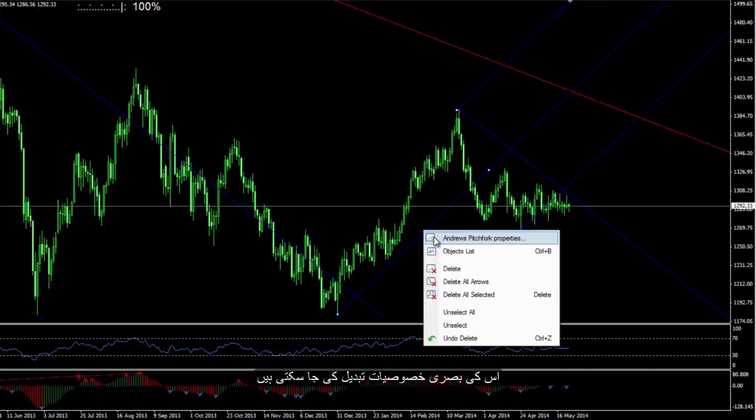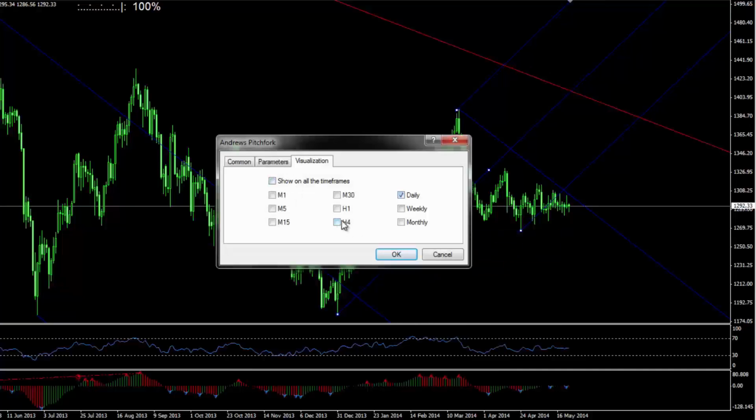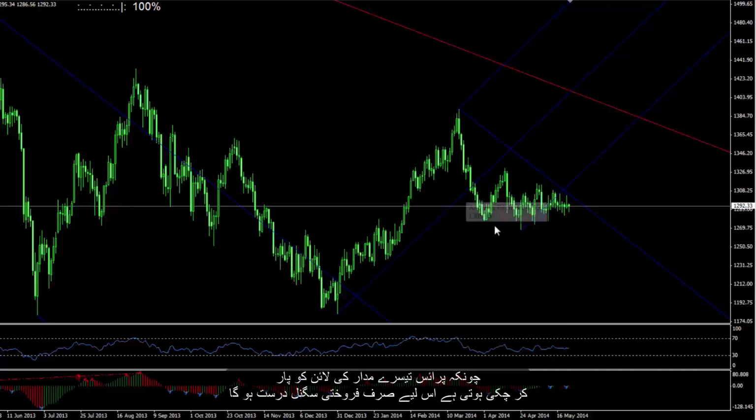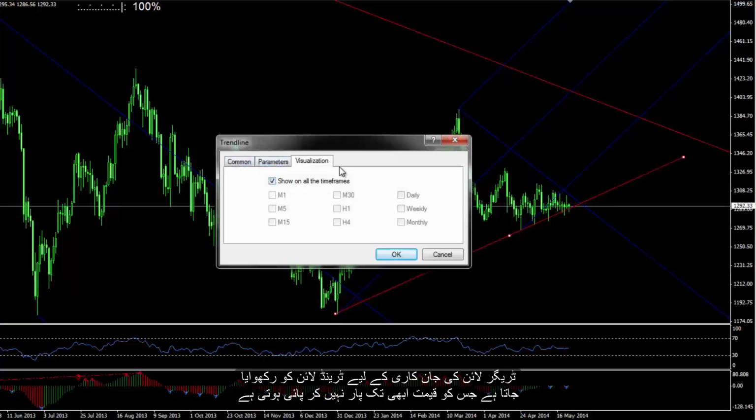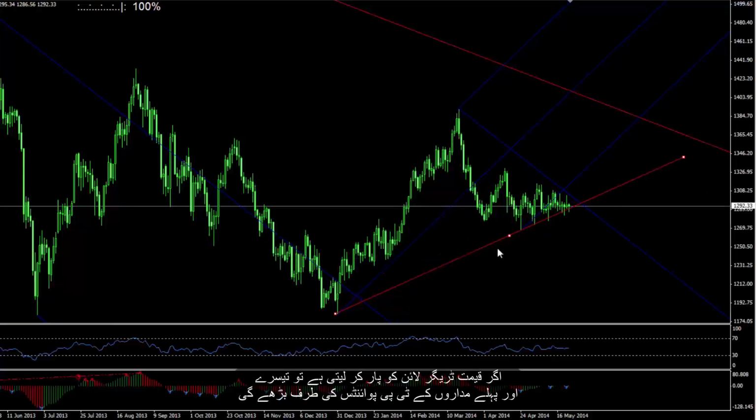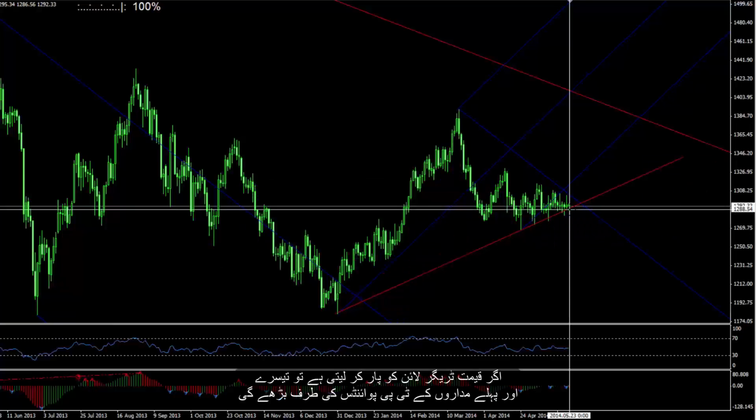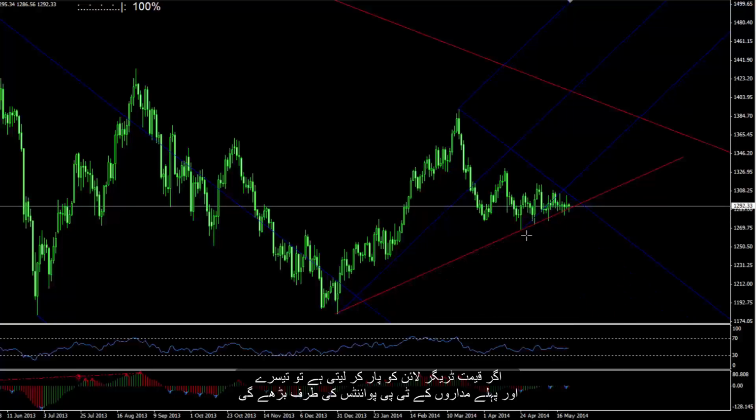Its visibility properties should be modified. Since the price has crossed the third pivot line, only a sell signal would be valid. A trend line is placed to determine a trigger line which is not crossed by price yet. If the price passes the trigger line, then it would proceed towards TP points on the third and first pivots.